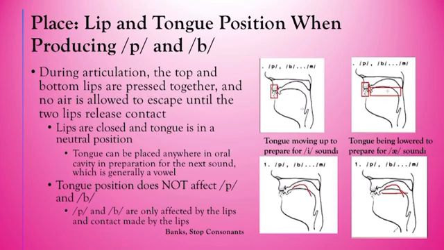The picture on the bottom left shows how the tongue moves up to prepare to make the I sound, and the picture on the bottom right shows how the tongue lowers in preparation for the A sound. The position of the tongue does not affect P and B, however. These phonemes are only affected by the lips and contact made by the lips.